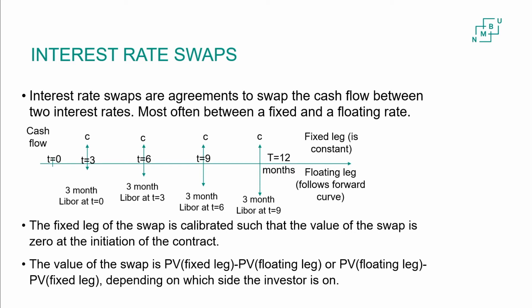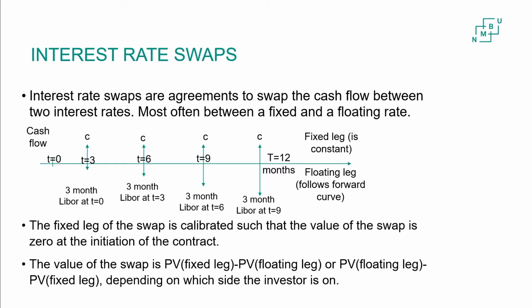An interest rate swap is really a derivative. And this derivative says that you can switch your cash flow for another cash flow. And the counterparty of this derivative is switching its cash flow in the opposite direction. So often this switch is between a fixed and a floating rate.